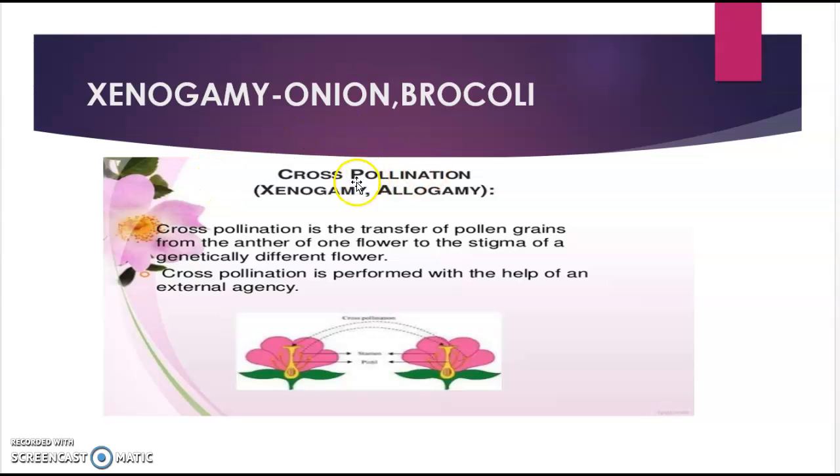Next after geitonogamy is xenogamy. Xenogamy is cross pollination, also known as allogamy. Cross pollination is the transfer of pollen grains from the anther of one flower to the stigma of a genetically different flower. It is performed with the help of an external agency, abiotic or biotic, through wind, water or insects. Example is onion and broccoli.